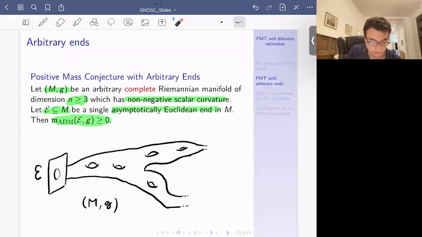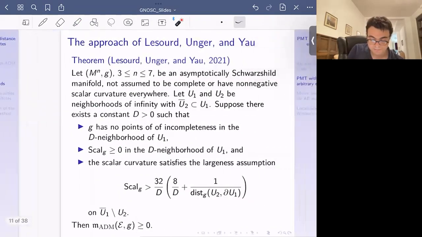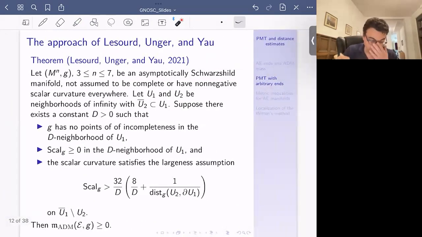So in other words, we ask whether what's sitting here... and on this, actually, I want to point out a recent result by Lesourd, Unger, Yau.